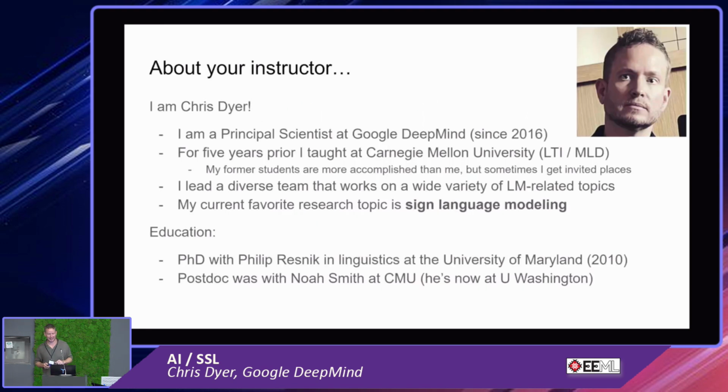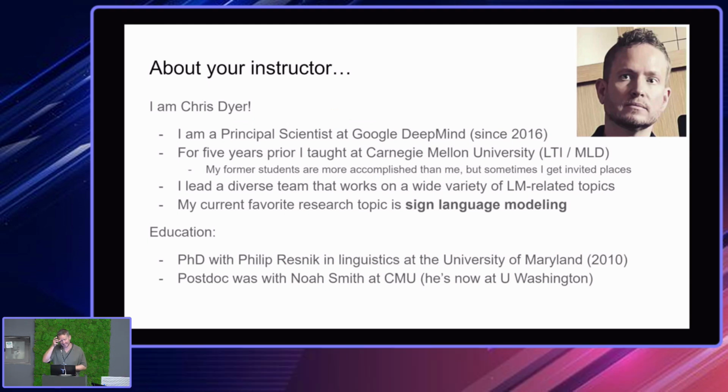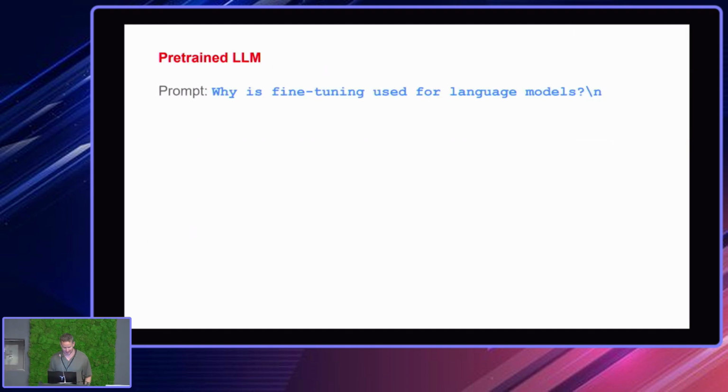So just briefly, as Razvan said, I've been at DeepMind since 2016. I lead a team that works on a wide variety of language model related topics. So you can ask me questions about a lot of different things, and I probably at least know someone who knows the answer. But personally, I'm actually working on sign language modeling because, you know, language is a lot more than what we currently might think it is. Yeah, so that's a bit about me.